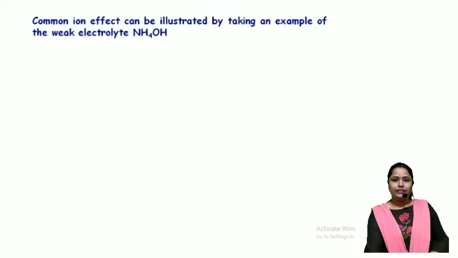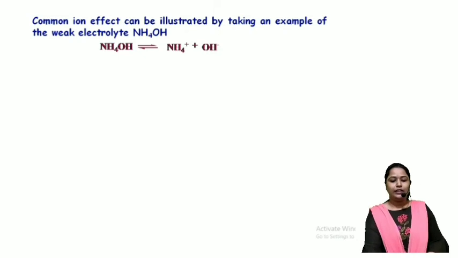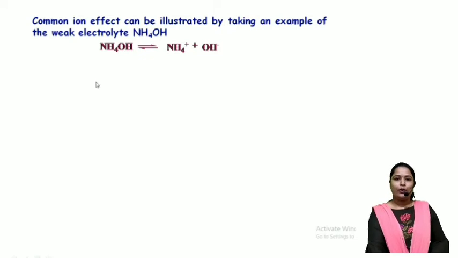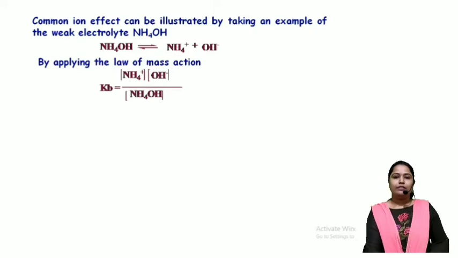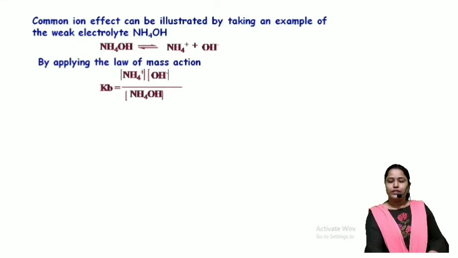NH4OH, when it is in aqueous solution, dissociates partially and it is in equilibrium with its ions. Therefore, here undissociated molecules of NH4OH are in equilibrium with NH4 plus and OH minus ion. Again, if we apply the law of mass action, we get a dissociation constant Kb, and it is equal to the product of molar concentrations of NH4 plus and OH minus ion divided by molar concentration of NH4OH.